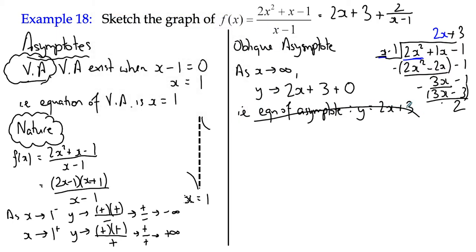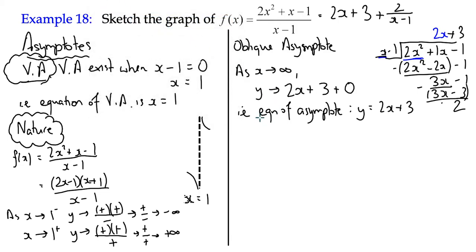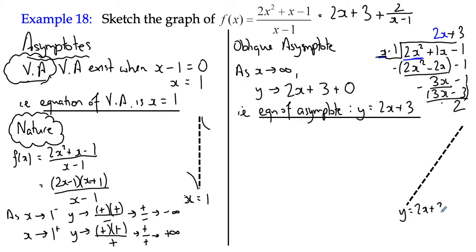Okay, so we've got the equation of the asymptote, it's the equation of our asymptote. There's the equation of our vertical asymptote. We'll come back to those. My oblique asymptote has a positive gradient, so I'll just draw it in like that as a sketch, and the equation is y equals 2x plus 3. We want to check its nature.